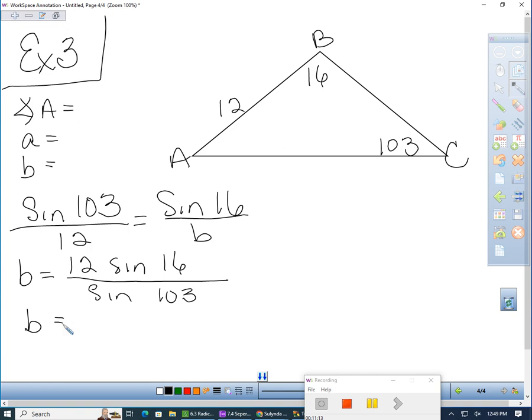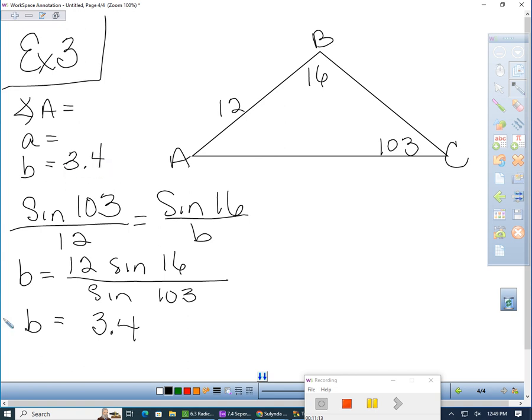And does everybody understand where I got this when I cross multiplied? I multiplied B over to here, 12 over there, and then I divided by sine, right? Okay. So who wants to put that in the calculator for me? 3.4. All right, so I have 3.4 right here.